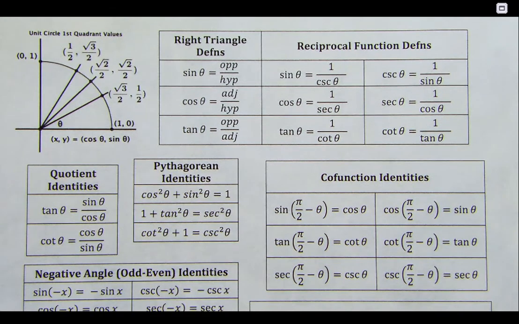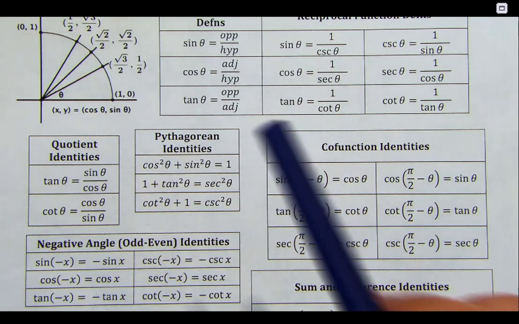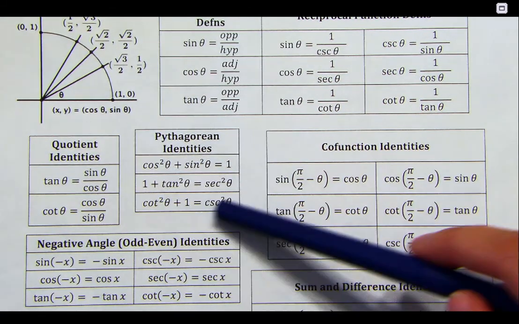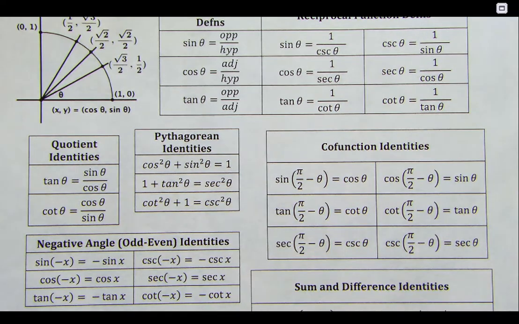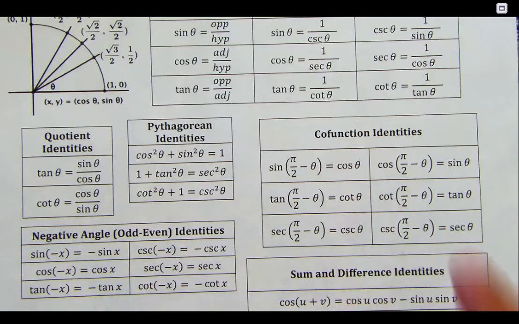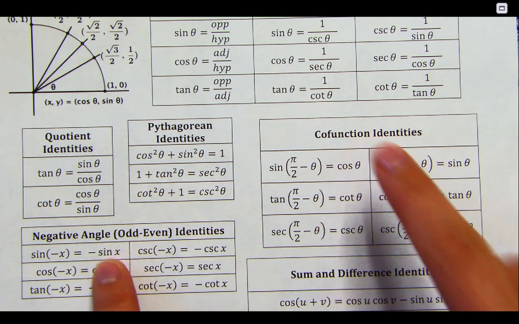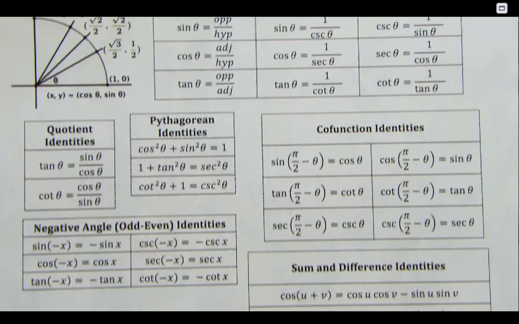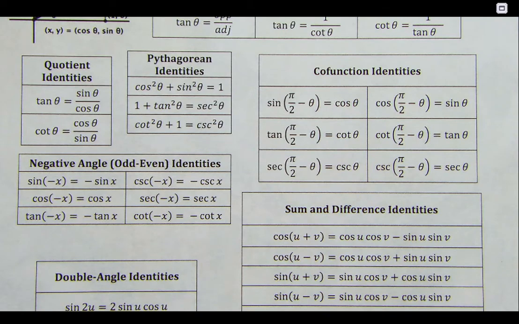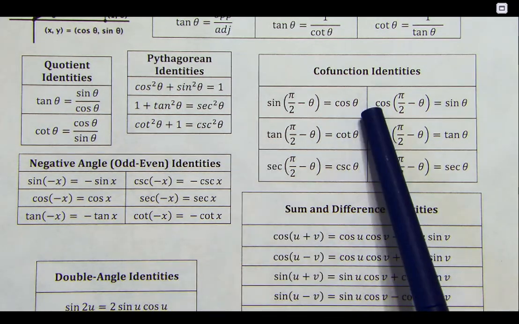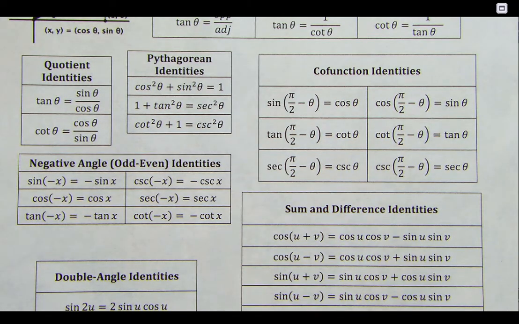Okay. So the new stuff is basically the rest of this sheet. So we have the Pythagorean identities, which we're going to use to help us solve and simplify. Now the cofunction and the negative angle identities, sometimes referred to as the odd-even identities, we're not going to use a lot in this class. That's more when you get to pre-calc, but I wanted you to see them. So we would use these if we were trying to find exact values.